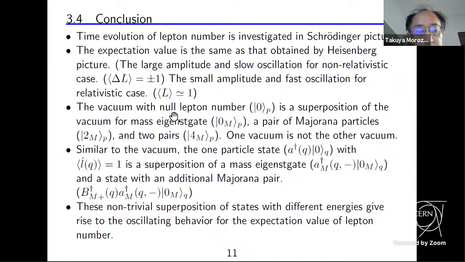And the vacuum with null lepton number, denoted 0p, is a superposition of the vacuum for the mass eigenstate 0mp, a pair of Majorana particles 2mp, and two pairs, denoted by 4mp. Similar to the vacuum, the one particle state with lepton number one is a superposition of a mass eigenstate and a state with an additional Majorana pair. These non-trivial superpositions of states with different energies give rise to the oscillating behavior of the expectation value of lepton number. Thank you for listening.